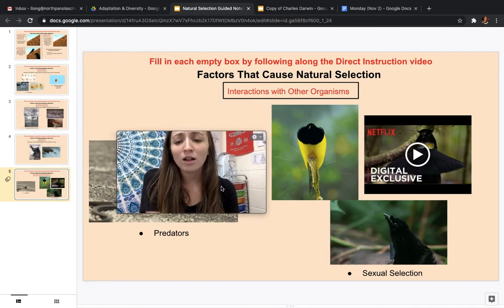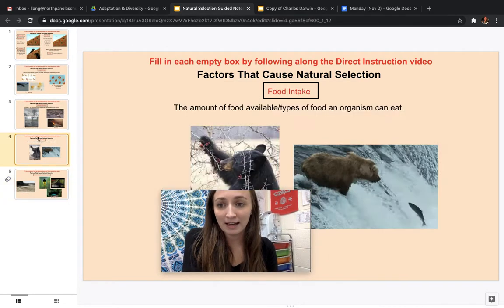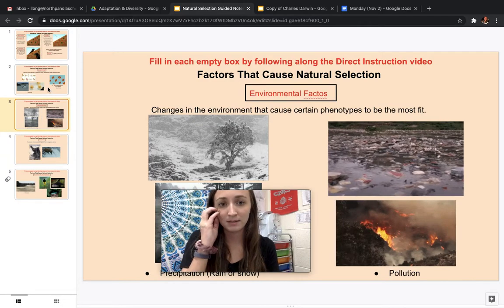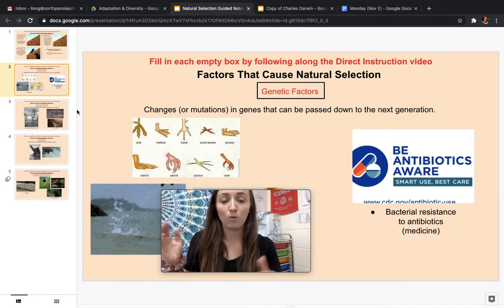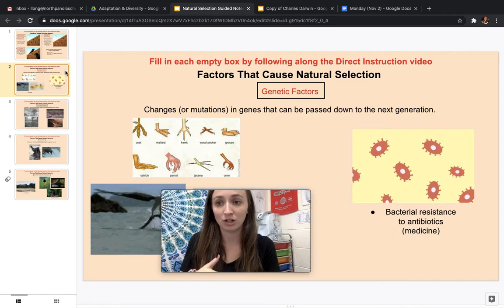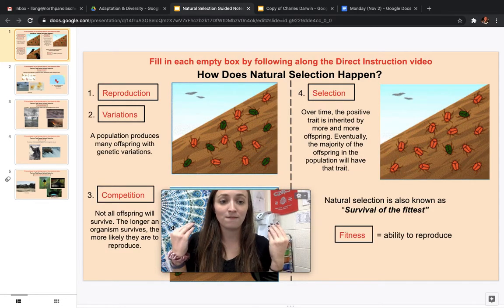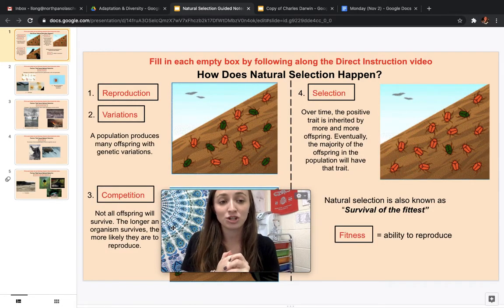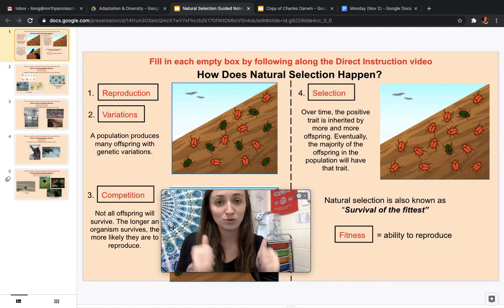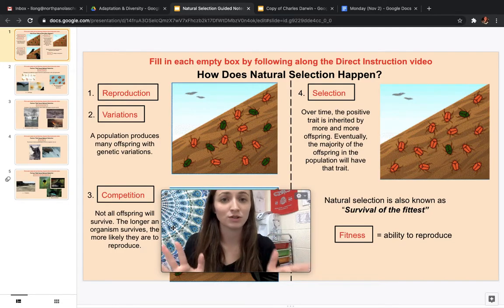Okay, so all of these are different things that can happen, or different things that organisms will do, that will cause natural selection, or the changing of the fitness of a population, what traits are going to be most suitable. Those all contribute to this whole process.